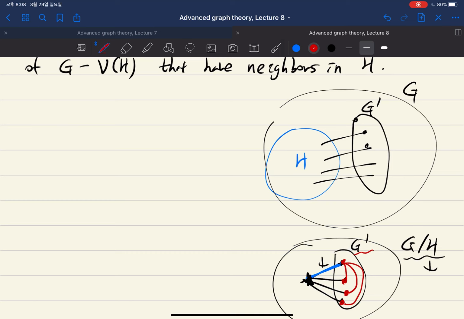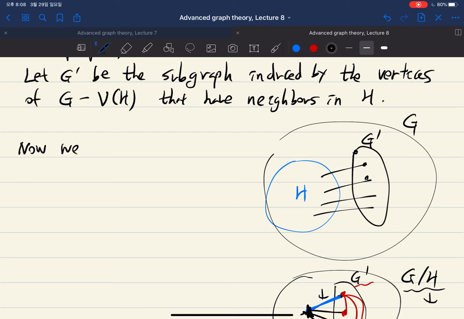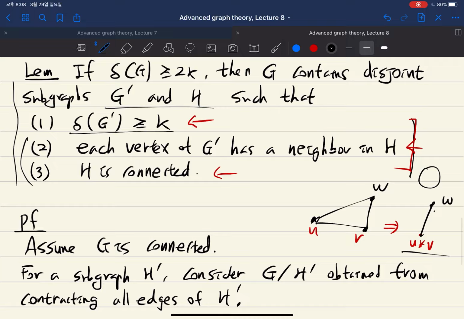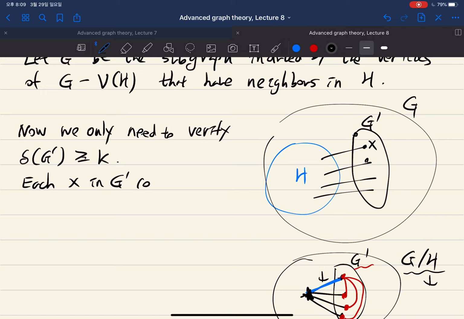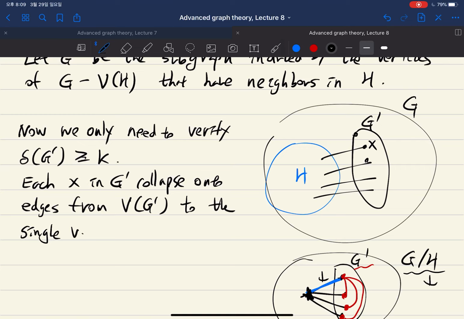So this is the intuitively right choice to consider, to get such a graph satisfying these three properties. So now we need to actually verify those are true, but 2 and 3 are automatic. We only need to verify its minimum degree in G prime is at least k. Each vertex x in G prime actually collapses onto edges from the vertex to the single vertex representing H in G mod H.